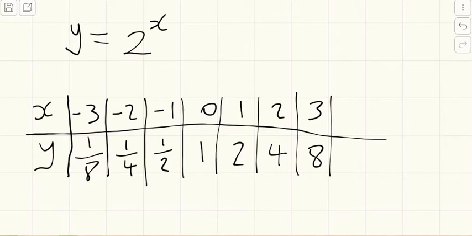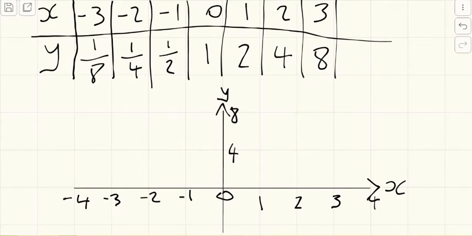Let's see if we can actually transfer that to what a graph would look like. Okay, so here I have a rough sketch of some coordinate axes, and I'm just going to plot the points. So if x is equal to 3, then y is equal to 8. So that's about there. If x is equal to 2, then y is equal to 4. So that's about here, a bit higher. If x is equal to 1, then y is equal to 2. So we go about here.